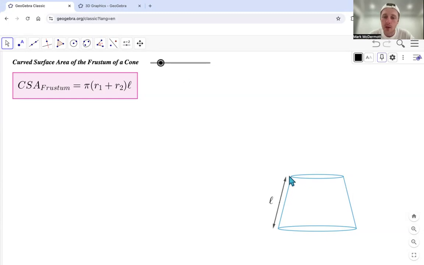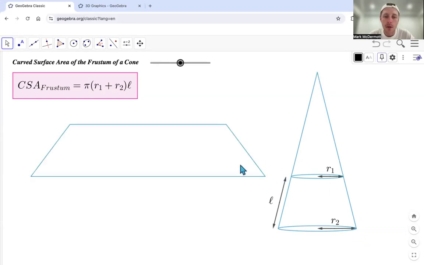So let's put some labels on things. We're going to call this length the slant height, which we're going to call L. We're going to call this length R1, because you can see we've got a smaller circle at the top. So let's call that R1. And on the bottom, we've got a larger circle, which we'll call R2. And you can see that if we did continue it, we would get a cone shape like this. Okay, this is the tricky part.